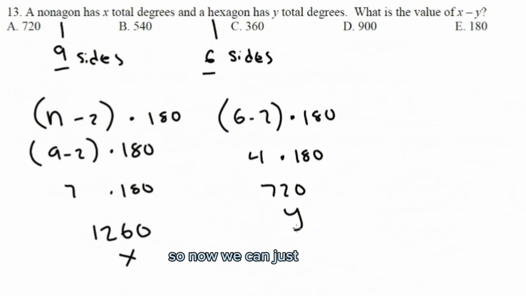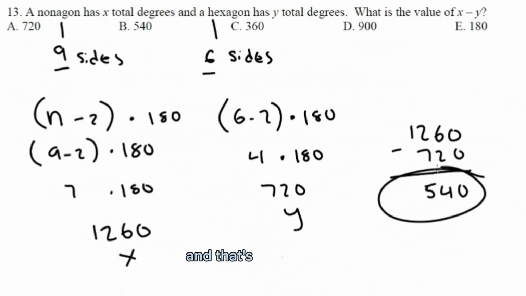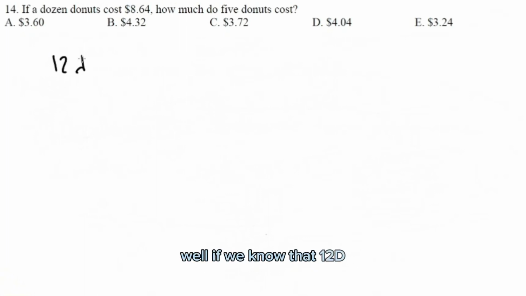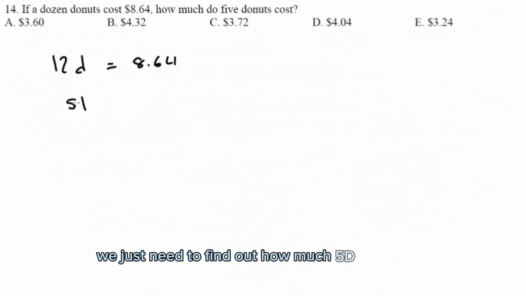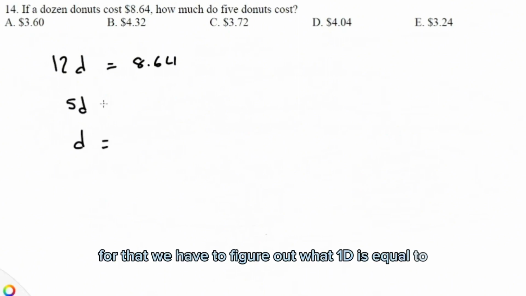So now we can just subtract 1,260 minus 720 to get our answer. So 1,260 minus 720. That gets us 540, and that's your answer. Next, if a dozen donuts cost $8.64, how much do 5 donuts cost? Well, if we know that 12D is equal to $8.64, the D standing for donuts here, we just need to find out how much 5D is equal to. For that, we have to figure out what 1D is equal to.